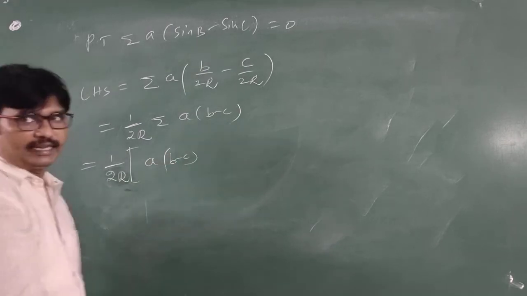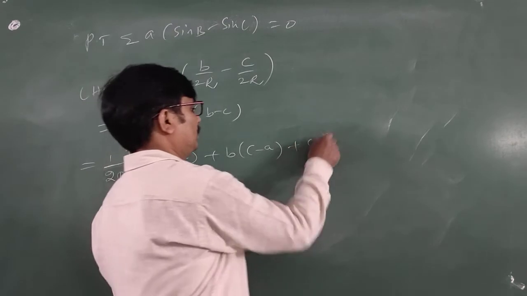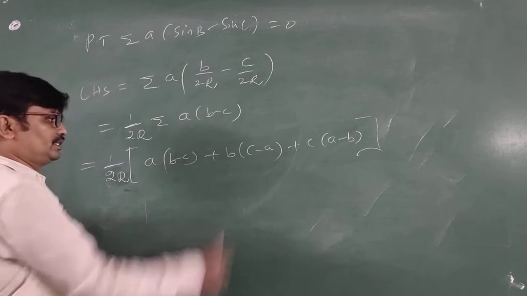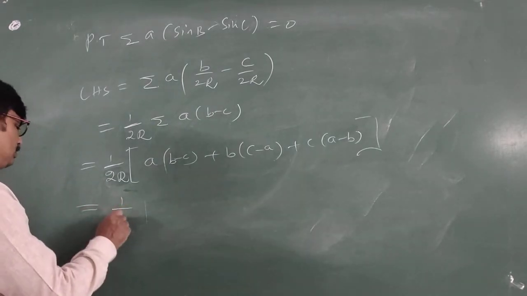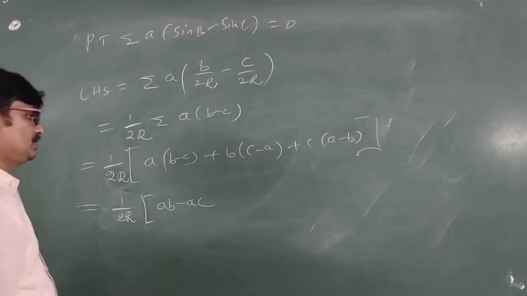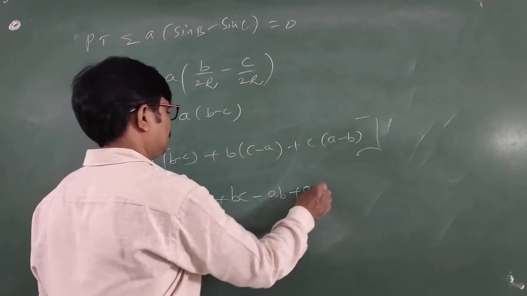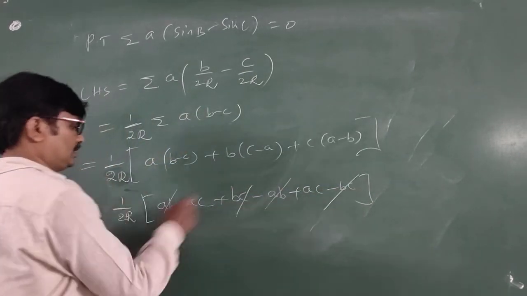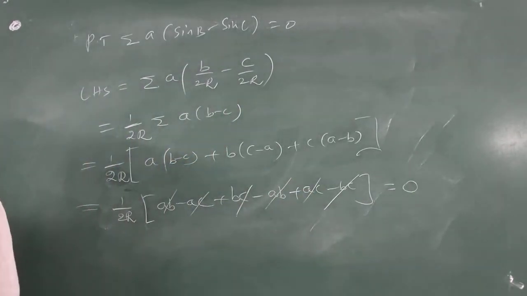a into (b minus c) plus b into (c minus a) plus c into (a minus b). This is, students, 1 by 2R times (ab minus ac), after that bc minus ab, this is ac minus bc. Minus bc plus bc minus ab plus ab plus ac. These are all cancelled. This is 0. Okay, students.